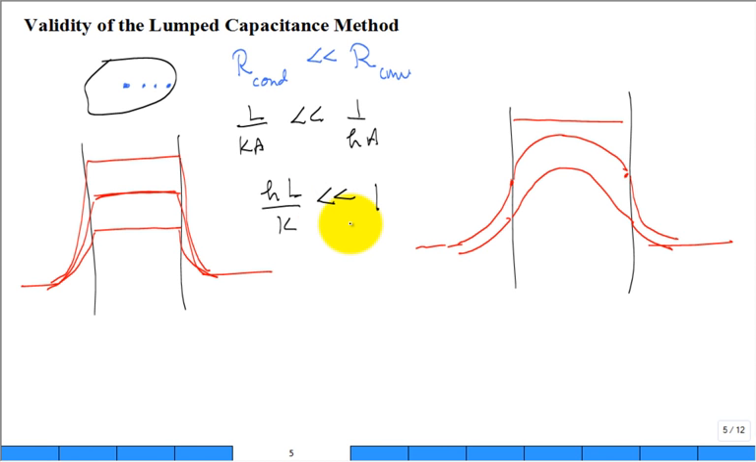That's the criteria. If that's valid, lumped capacitance is justified. So that's our test. So two things. Biot number is defined as this, hL over k. There was a person, last name Biot, who did a lot of work. They honored him by attaching his name to this equation. That's the Biot number.